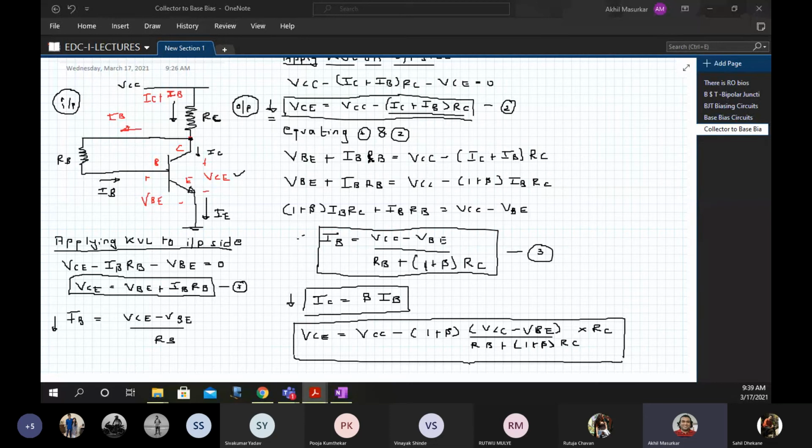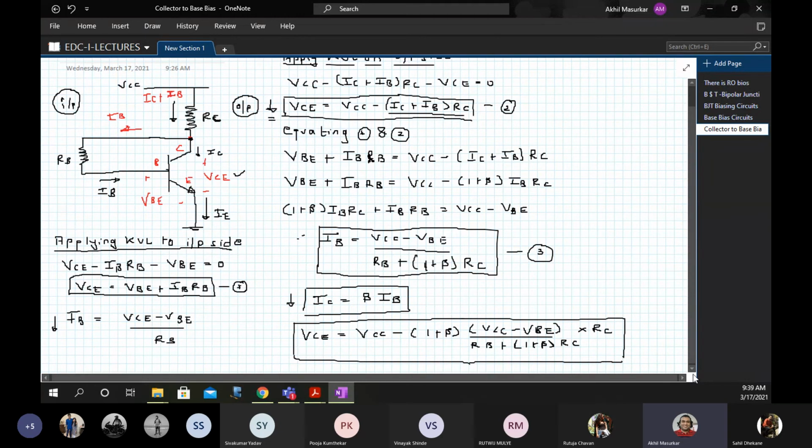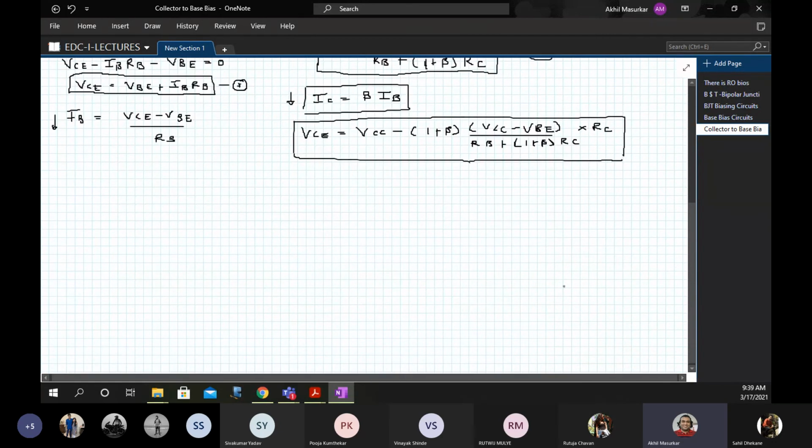Similarly, if IC tries to reduce, then VCE will increase, and hence IB is also going to increase, and again IC will come back to its original level. So here there is some kind of feedback: if a parameter tries to change, an opposite reaction is created to control it back. Now let us look at the stability. So I will write calculation of stability factor.